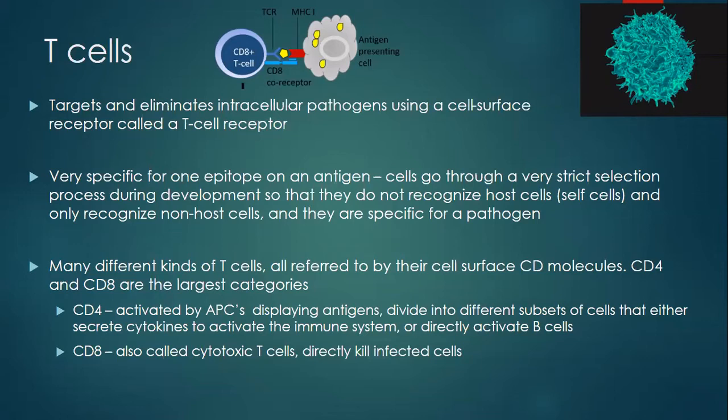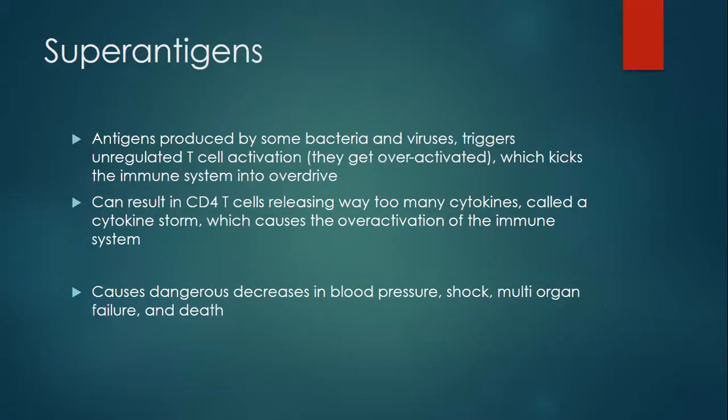They're all referred to by their cell surface molecules that all start with a CD. So the T cells that kill infected cells directly are called CD8 positive T cells or cytotoxic T cells. They are the ones that can directly kill. The other major subset of T cells, there are others, but we're not even going to come close to talking about them, are CD4 T cells. So these don't directly kill infected cells, but they can help activate other T cells or B cells to mount an immune response. So they're called helper T cells.